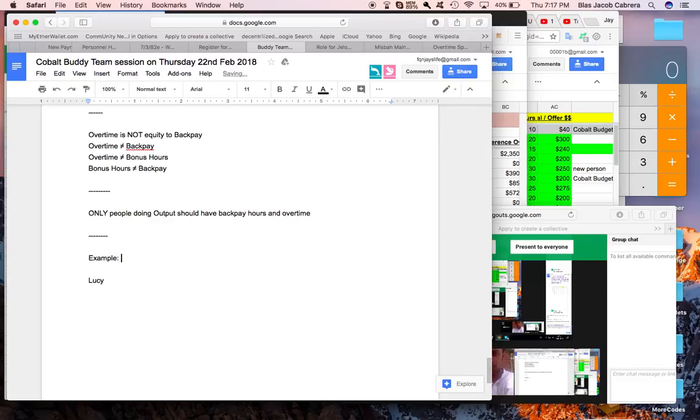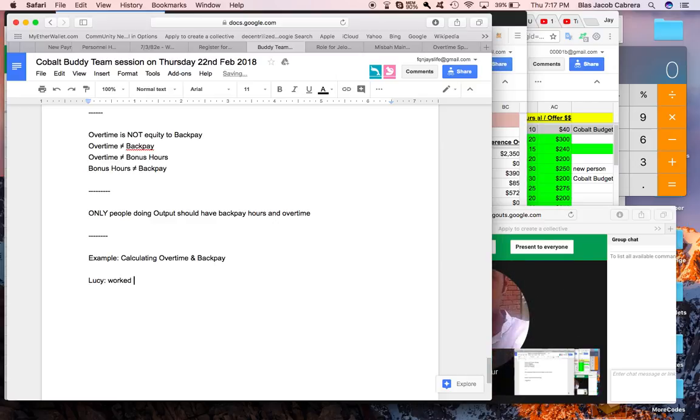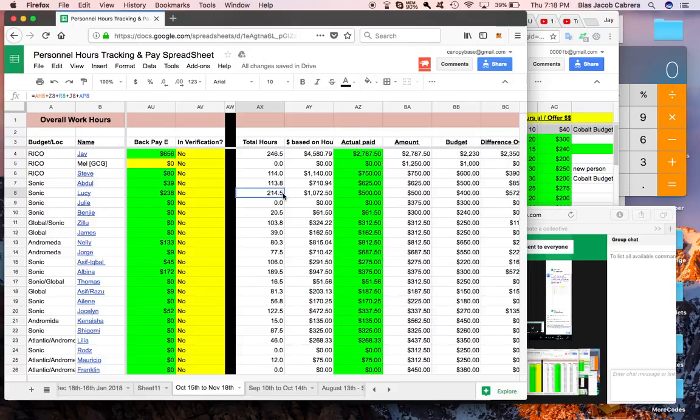Example of how to calculate overtime and back pay, okay? But this is not relating to bonus hours, right? Okay, so Lucy worked 214.5 hours in October, November, right? Is that right? 214.5 hours, and this is October, November, okay?